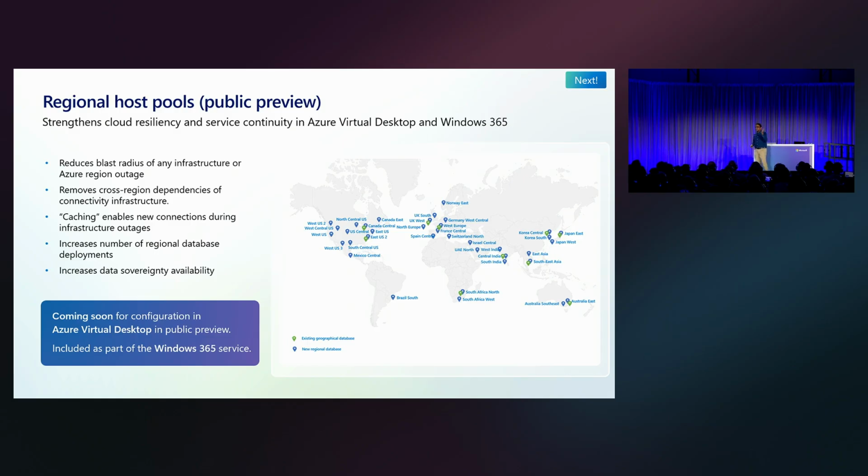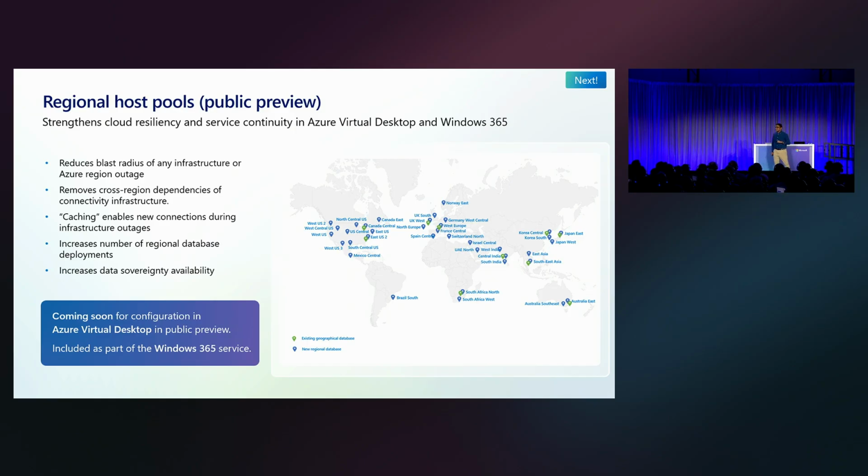Based on the choice you make, we select the geography in which we will put your metadata. Now, that works well for data sovereignty. It is great. You can see the list of regions in green. Those are all the places where we have our geographical database today, and it provides great data sovereignty.